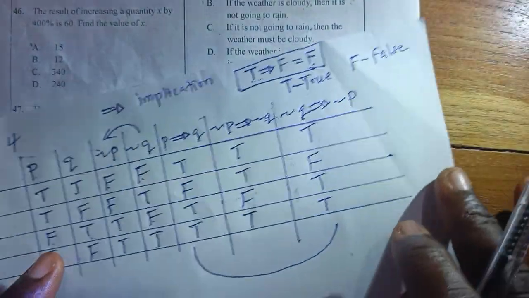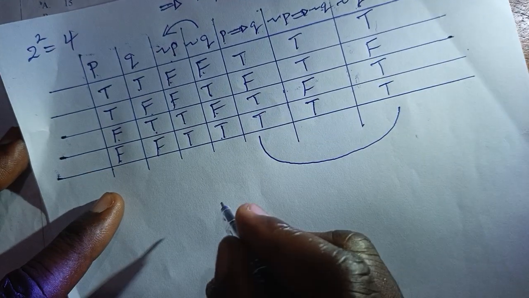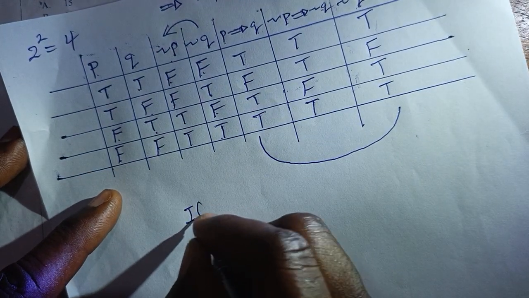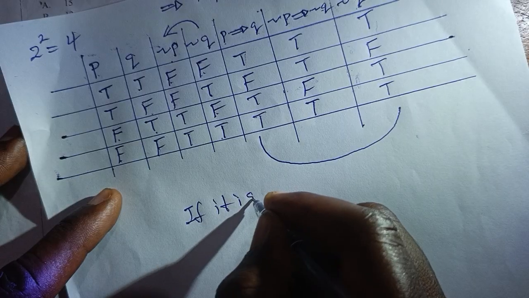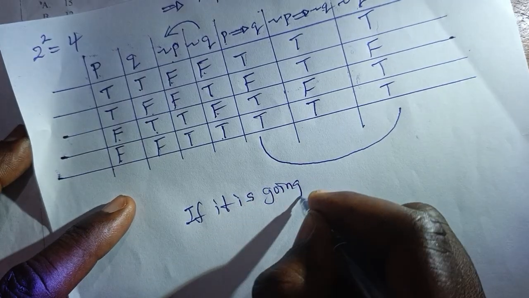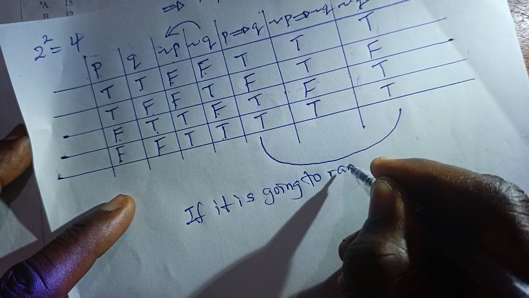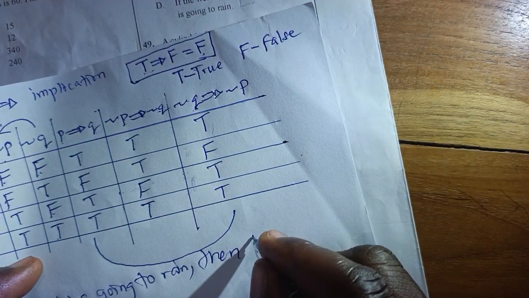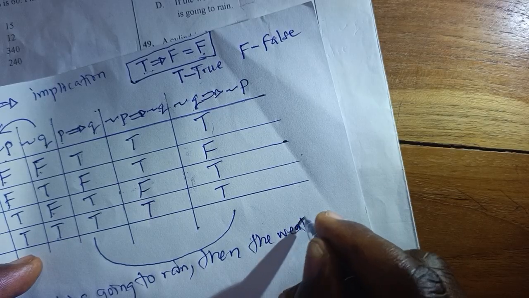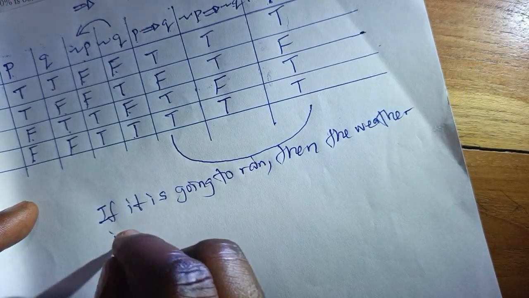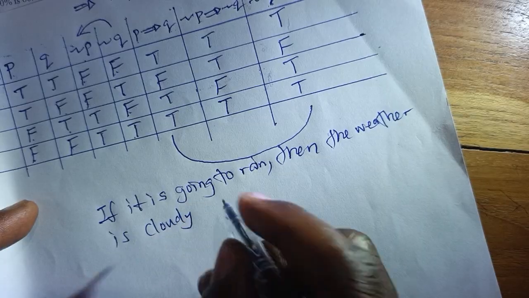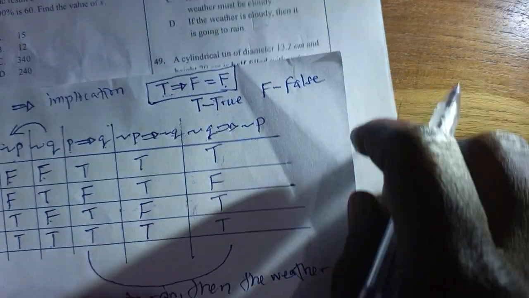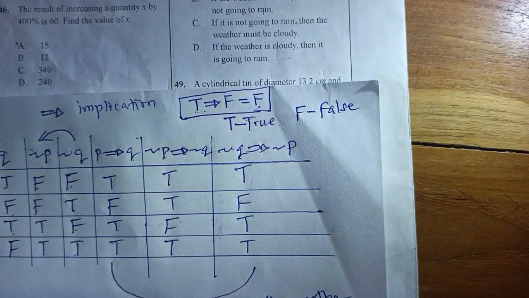Among the options given here, this implies that because it is not going to rain, there would be an option that says if it is not going to rain, then the weather is cloudy. This would have been the correct option, but unfortunately there is no option that states this. So therefore this question has no correct option.